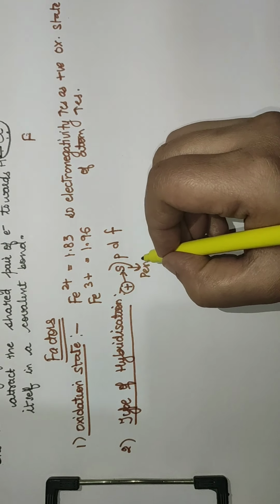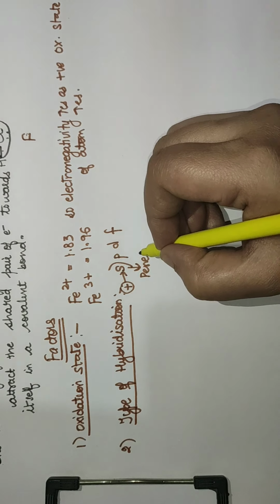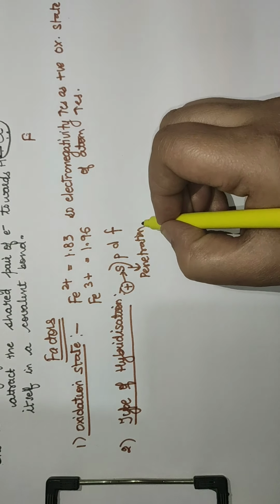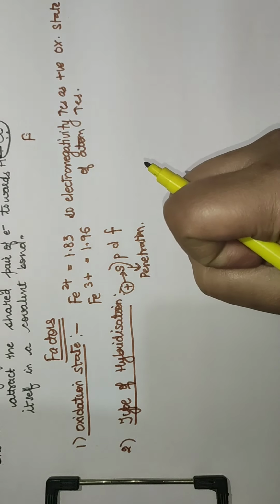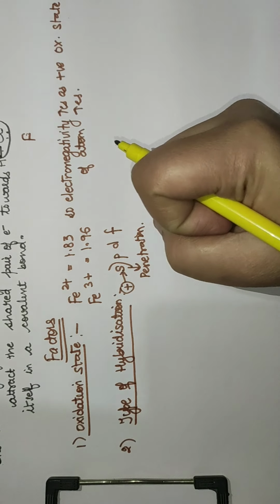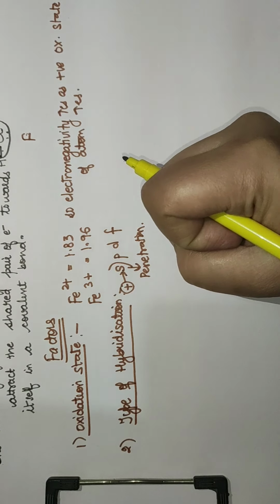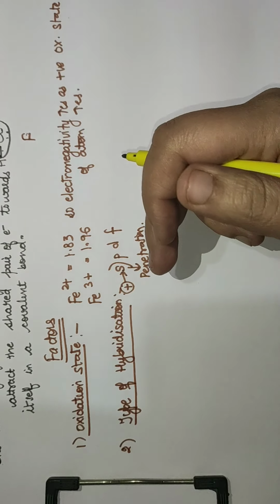What is their penetration power? It is more. So therefore s orbitals have a greater tendency to attract the nucleus or electron toward itself. That's why their electronegativity would be greater.